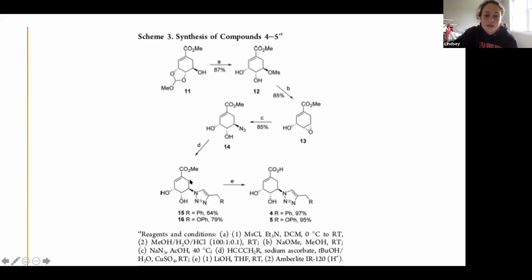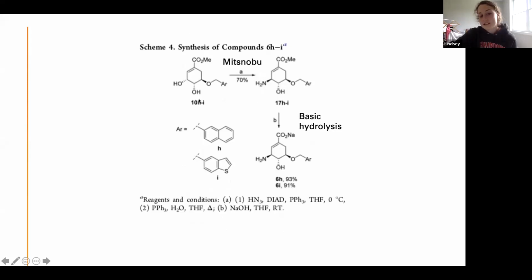Basically what they do is they click the alkyne onto this azide group right here, and it has the aromatic attached to it as well. What's kind of weird about it is that with click chemistry, you usually do a bunch of reactions at once, but they only made 2 of them with the click chemistry. And then a basic hydrolysis, and they also sometimes use the Amberlite resin as well.